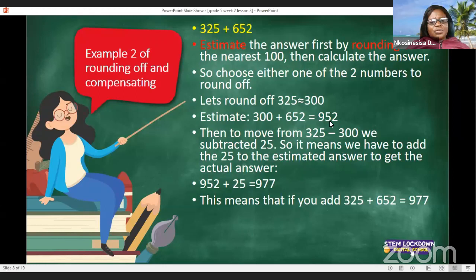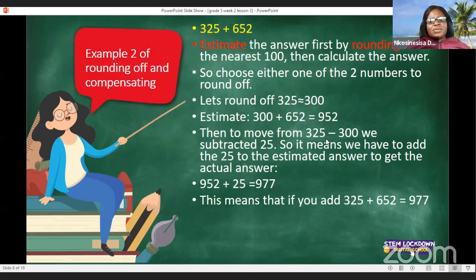This 952 is not the actual answer, but it is an estimated answer. And what is an estimated answer? I said an estimated answer is not an accurate answer, but is a close enough answer. So after we've gotten the estimated answer, this shows that our actual answer should be somewhere around here. It should be around 952. We cannot have the actual answer being 10,000, because the estimated answer gives us a clue of what our actual answer will be.